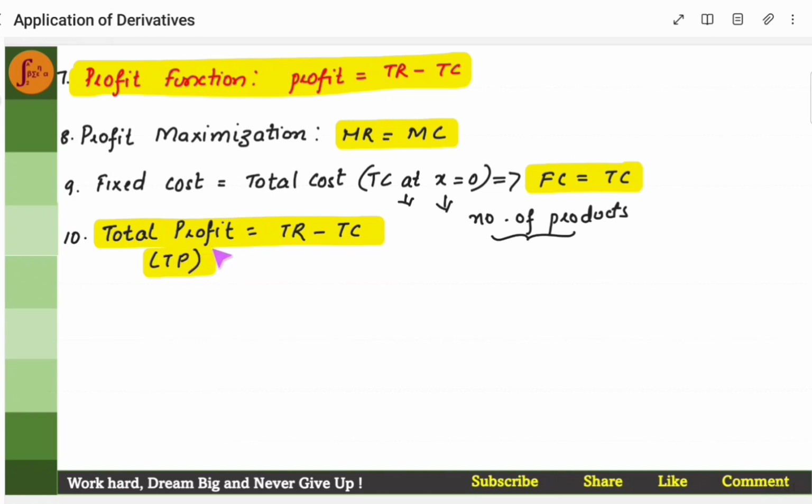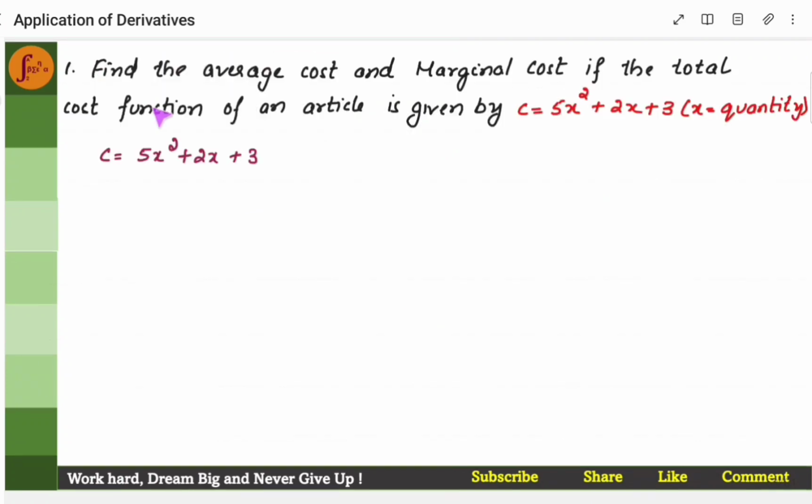Total profit, same thing like profit function, right? Total profit is total revenue minus total cost. So you can call it total inflow minus outflow.